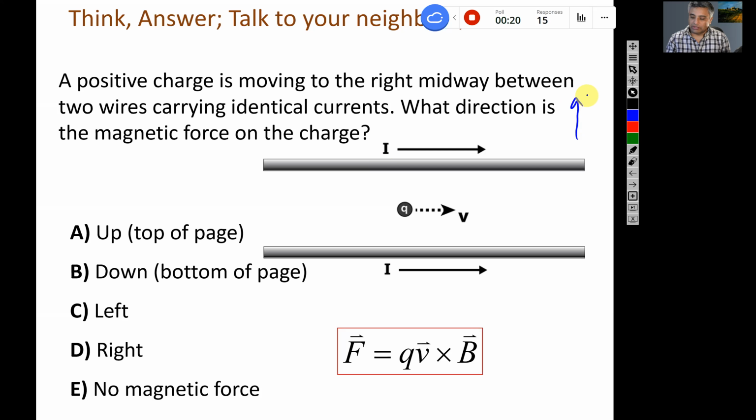So up, or top of the page, means this. Down.